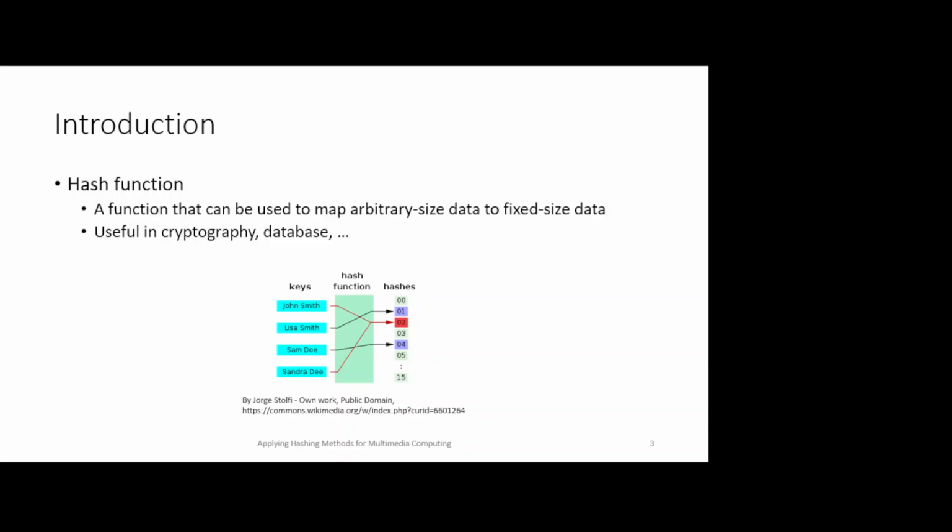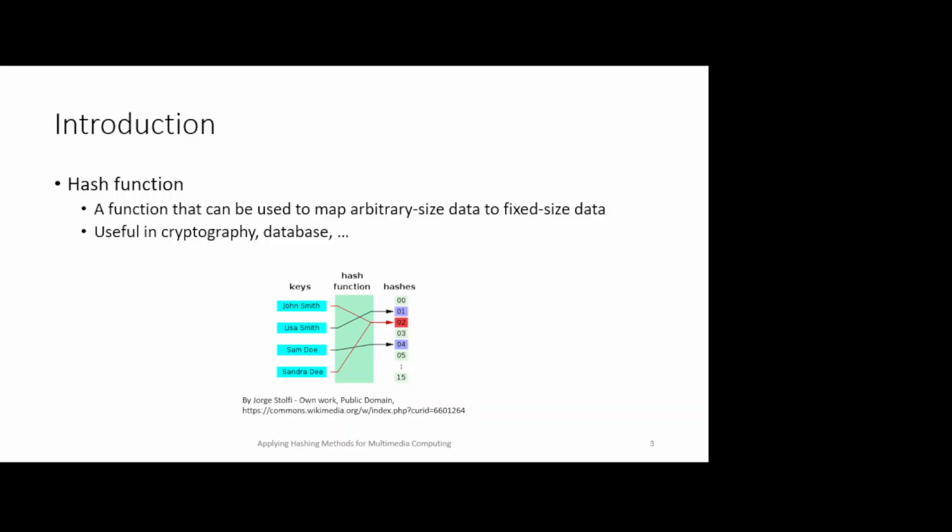And the second name is Lisa Smith. You can see their size is the same as John Smith, but because their characters are different, through the hash function the hash value becomes 01 here. And the third name is Sandra. You see the size is different from the previous 2 names, and through the hash function, we generate the hash value 04.